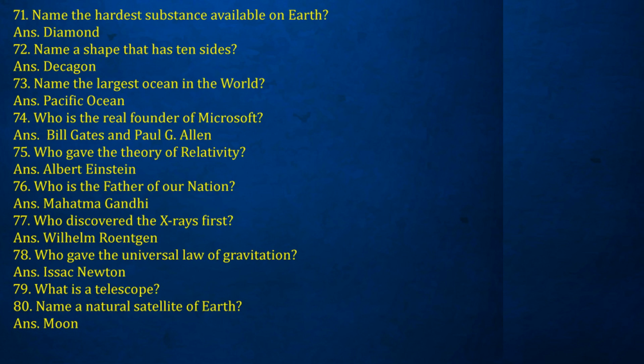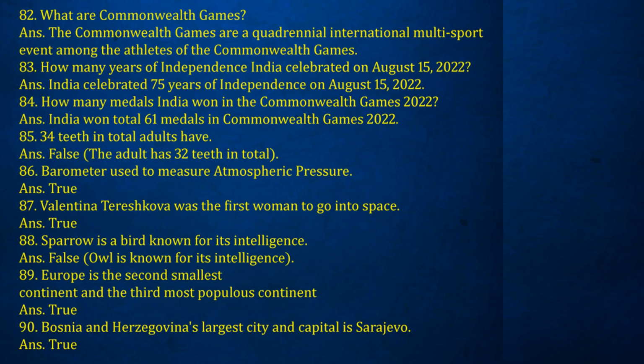ID. Name a natural satellite of Earth. Ans. Moon. ID 2. What are Commonwealth Games? Ans. The Commonwealth Games are a quadrennial international multi-sport event among the athletes of the Commonwealth Games. ID 3. How many years of independence India celebrated on August 15, 2022? Ans. India celebrated 75 years of independence on August 15, 2022.